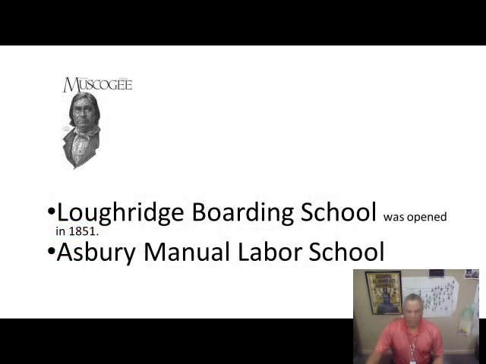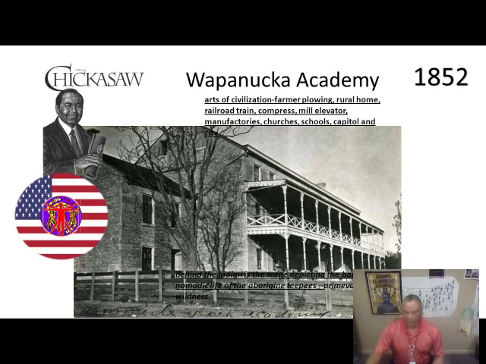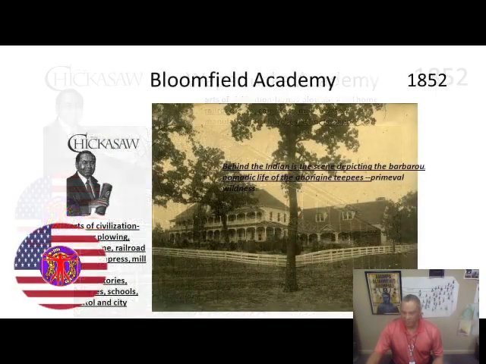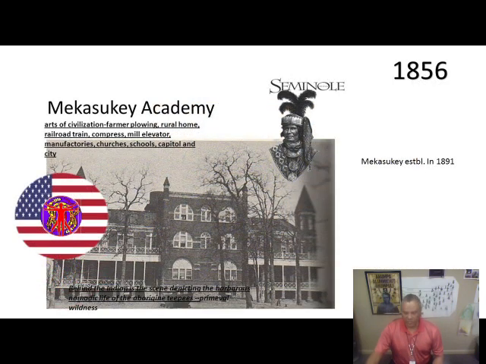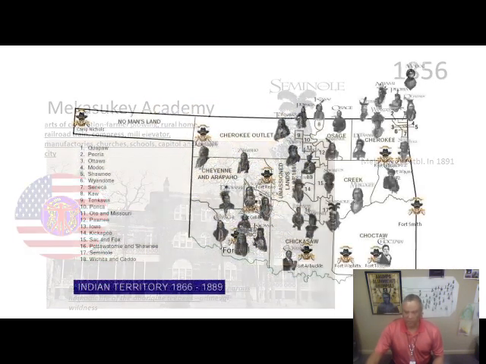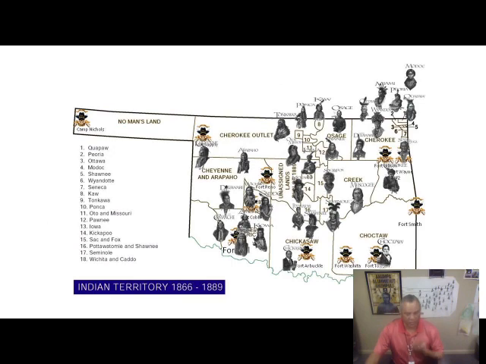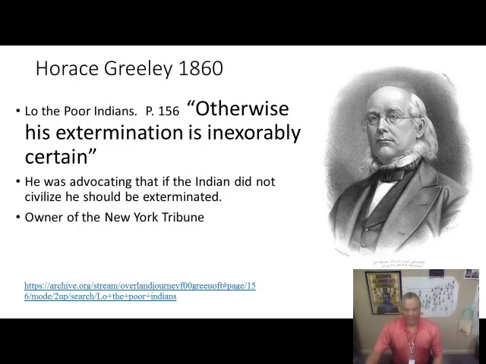Lowbridge Boarding School and Asbury Manual Labor School in 1851 by the Muskogee. Wapanaka Academy, 1852. Chickasaws Bloomfield Academy, 1852, 1856. Miccosukee Academy among the Seminole. And then Indian Territory comes in the 1866. Horace Greeley predicts otherwise the extermination is inexorably certain. He's predicting that if Indians did not civilize, that we should be exterminated.